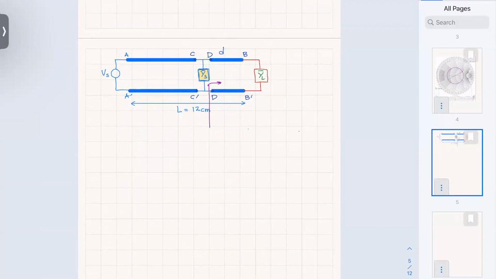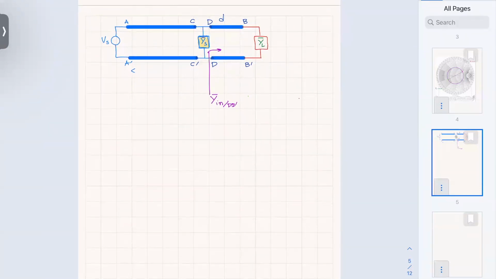If at this point I see an input admittance, because now I'm in admittance form, an input admittance at DD prime, all normalized, then practically from this point, if I am sitting here, looking this way, what I will see is the following circuit. I will see this one.